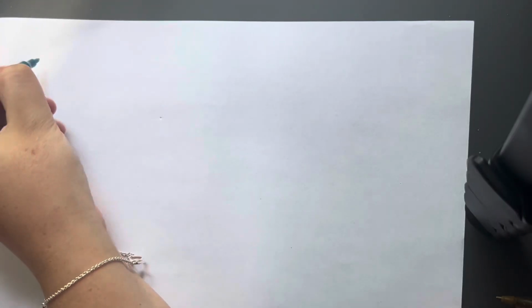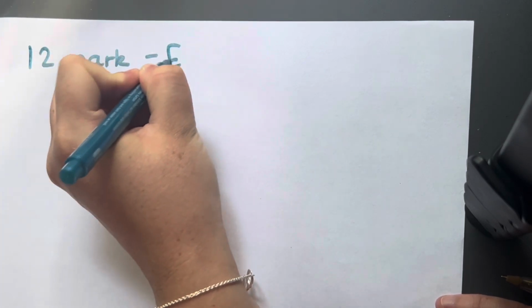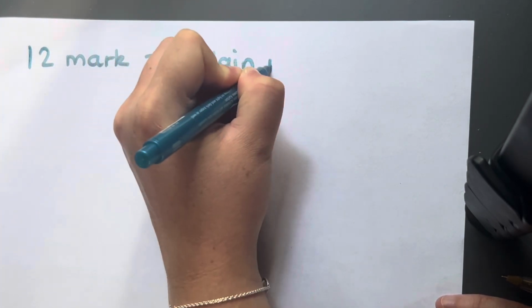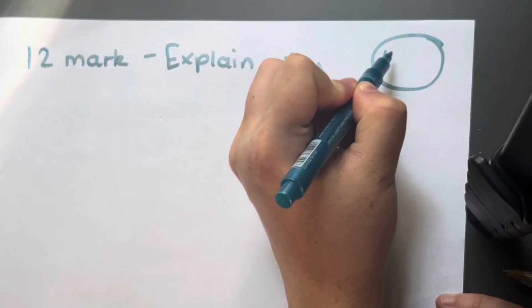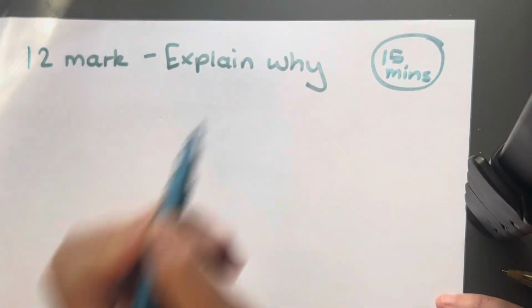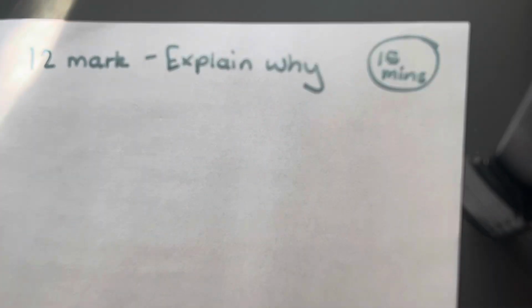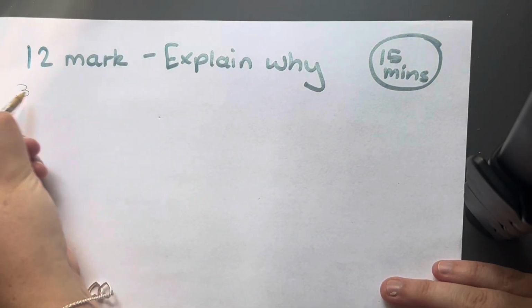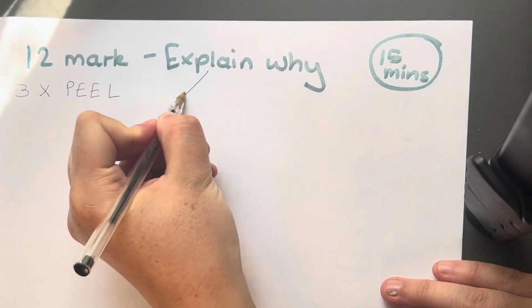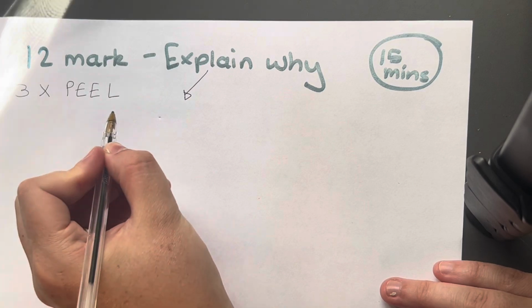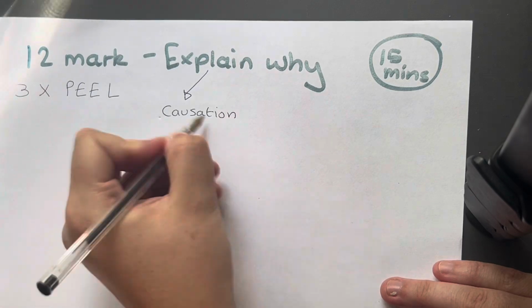So our question style we're focusing on is our 12 mark and our explain why question. Now, because it's a 12 marker, this should take roughly 15 minutes, and you shouldn't spend really any longer than that on it. So almost 5 minutes per paragraph, because the way you want to structure it is 3 PEEL paragraphs. Now, because it's asking you to explain, the second order concept that is focused on is causation. Okay, so the reason why something happened.